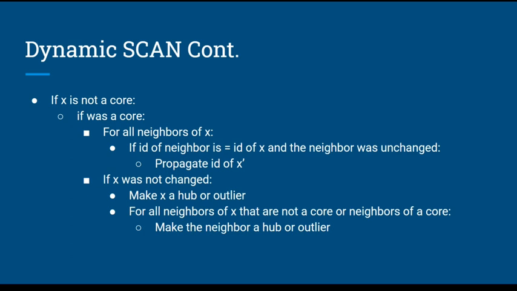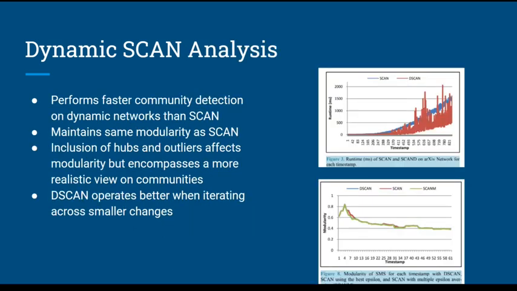So next we're going to move on to a little analysis of the algorithm. So, according to the graphs, dynamic scan actually performs faster community detection on dynamic networks than scan, and it maintains the same kind of modularity measurement as scan does. It also has inclusions of hubs and outliers, which can affect the modularity, but encompasses a more realistic view on communities.